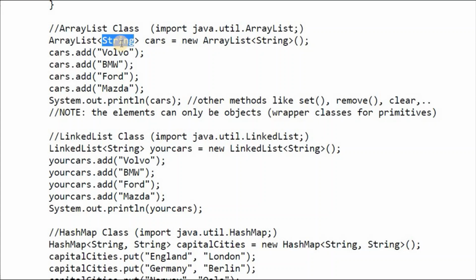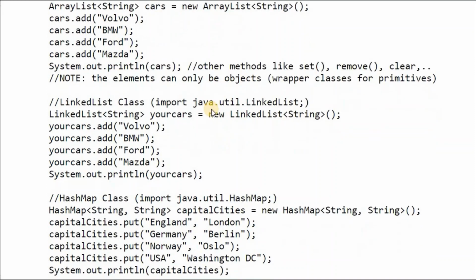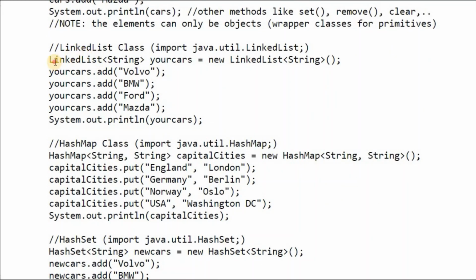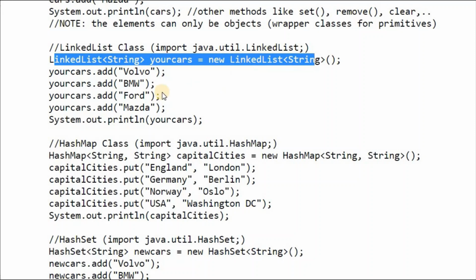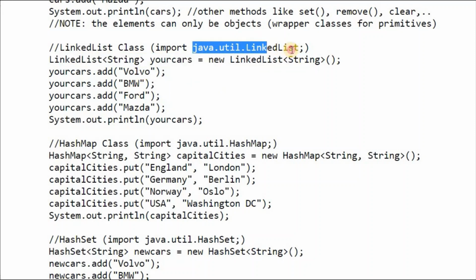If you want to have an ArrayList of integers, you will not put small int. Instead, you will put the wrapper class, which is capital I Integer, or Boolean, capital B, as I mentioned earlier. So that's where wrapper classes for primitives come in. And then in a similar way, we use LinkedLists. Make sure you import.